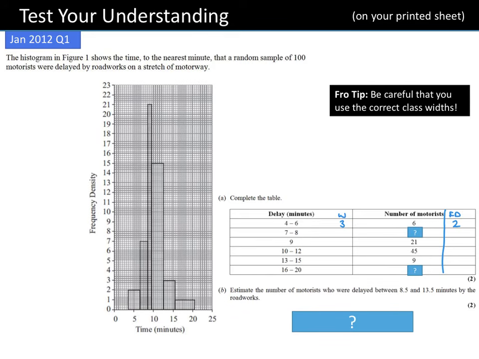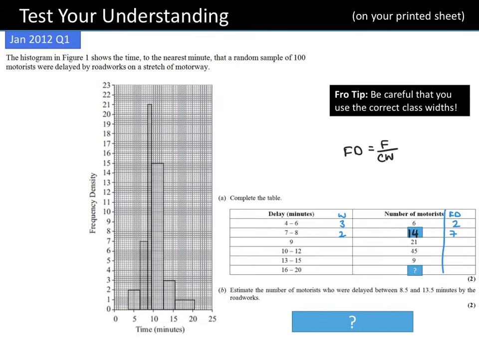Okay, so 7, 8. How many is that? 2, thank you. I think on here it's 7, isn't it? So we know our frequency density is 7. So 7 times 2 is 14. Because remember, frequency density equals frequency divided by our class width. So if we want to find the frequency, we do frequency density times class width. Simple rearranging of equations.